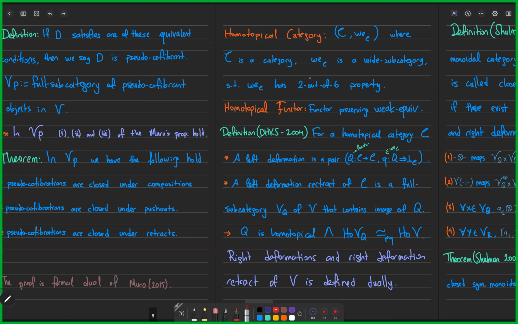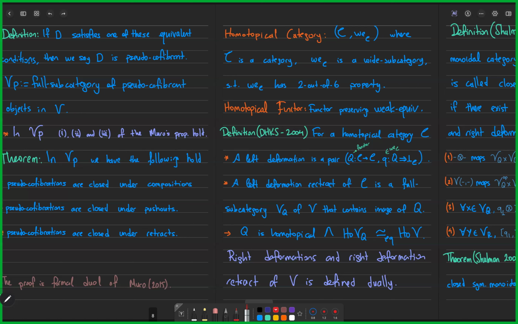So that means if we have three composable arrows, and if the hooked compositions are weak equivalences, then all three and the composition of the three must be weak equivalences. So if these two compositions are weak equivalences, then this is called the 2 out of 6 property. This is a little bit stronger than the 2 out of 3 property. A homotopical functor is a functor that preserves weak equivalences.